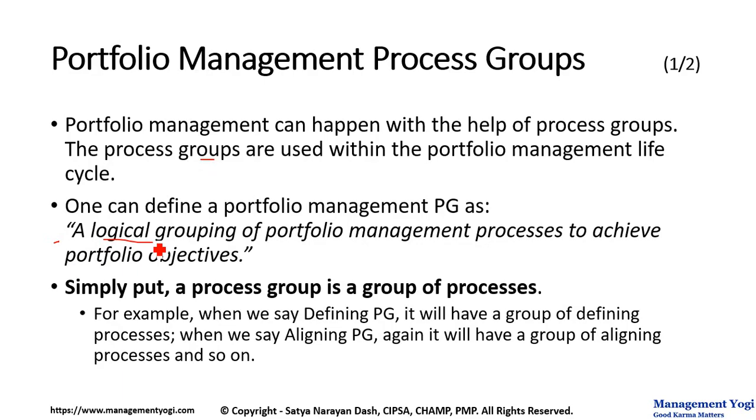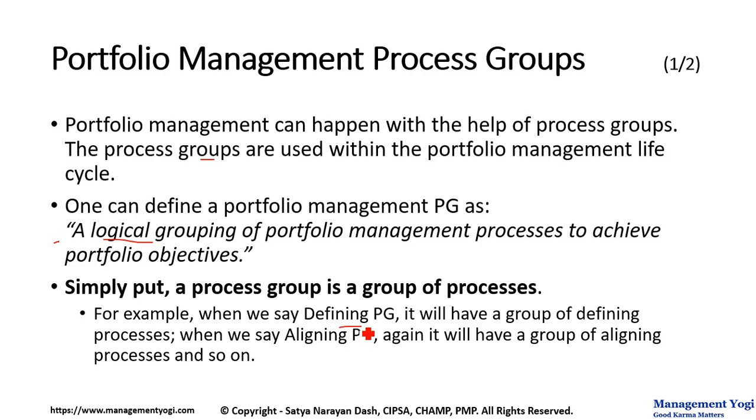As simple as that. So it's a logical grouping. It is not a physical grouping. They are logically grouped. Simply put, a process group is a group of processes. Isn't it simple? A group of processes will be called a process group. For example, when you say defining process group, it will have a group of defining processes. When you say aligning process group, again it will have a group of aligning processes, and so on.